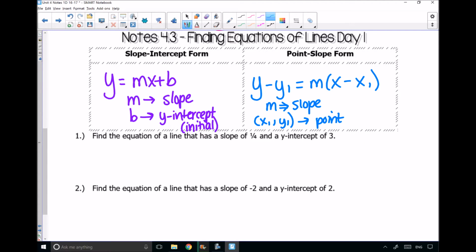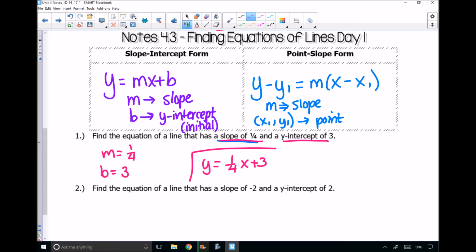Okay, now question number 1 says find the equation of a line that has a slope of 1/4 and a y-intercept of 3. That should be a piece of cake for you. If we know the slope is 1/4, then we can say that m is 1/4. If we know the y-intercept is 3, then we can say b equals 3. So we can say our equation is y equals 1/4 x plus 3.